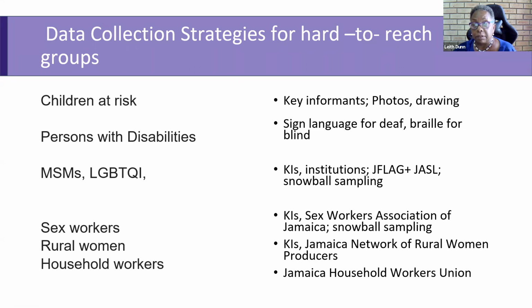Then men who have sex with men. In our Caribbean region, LGBTQ persons and men who have sex with men suffer stigma and discrimination. So we have to work with key informants and institutions, and do snowball sampling to engage and to understand where their vulnerabilities are to climate change and disasters. Then with sex workers, we have a sex workers association. So research has meant working with key informants and again, doing snowballing.